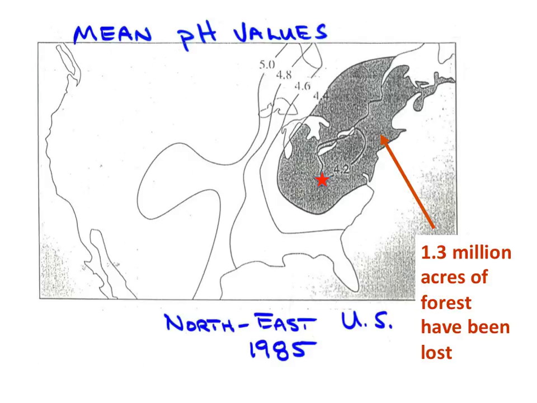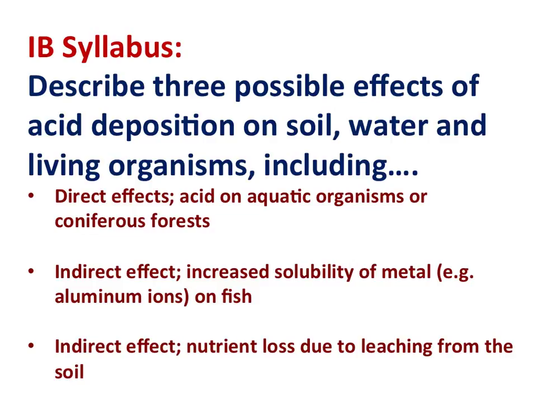So here is a relevant IB syllabus statement. Describe 3 possible effects of acid deposition on soil, water, and living organisms, including direct effects: acid directly on aquatic organisms or coniferous forests; indirect effect: increased solubility of metals, particularly aluminum ions, on fish; an indirect effect: nutrient loss due to leaching from the soil.